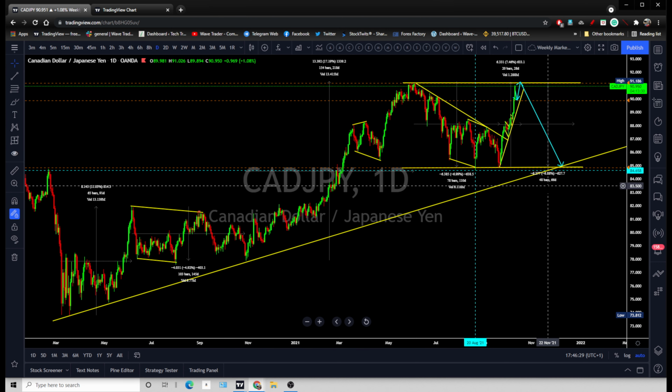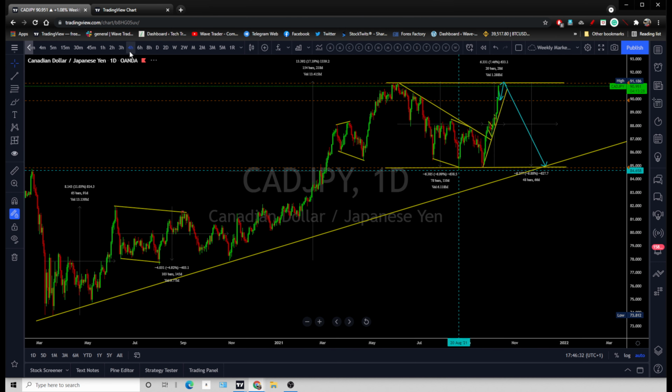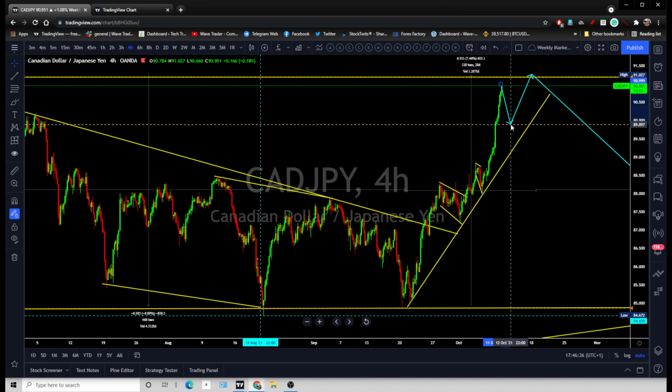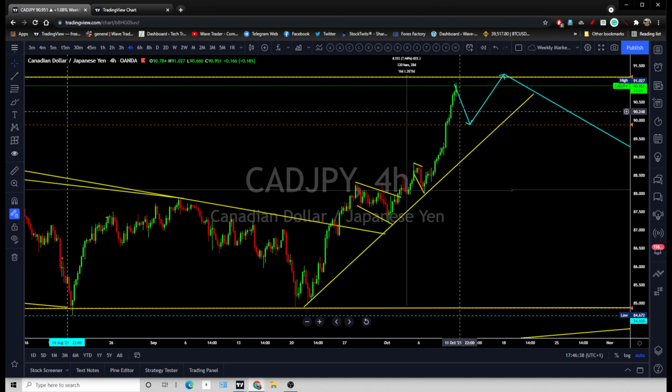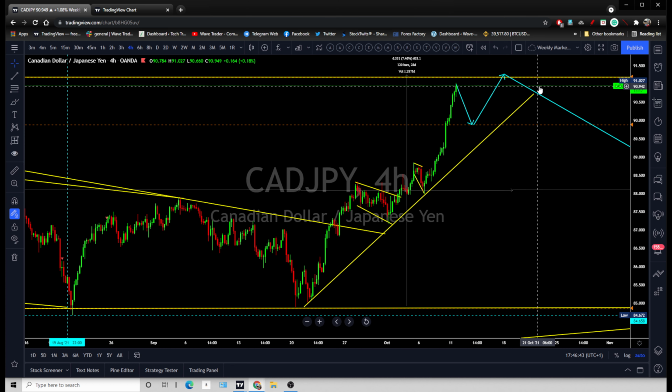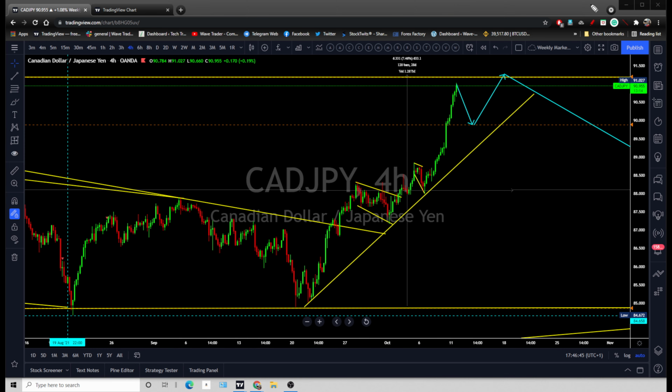Hopefully you understand this daily chart. If I look at the 4-hour time frame right now, I'm expecting a 4-hour time frame pullback on CAD yen, and then that pullback to keep slowly pushing higher. A 4-hour pullback can go up to 90. So we may see a 100 pip drop after hitting that top, and then again slowly keep pushing higher for a couple of days.